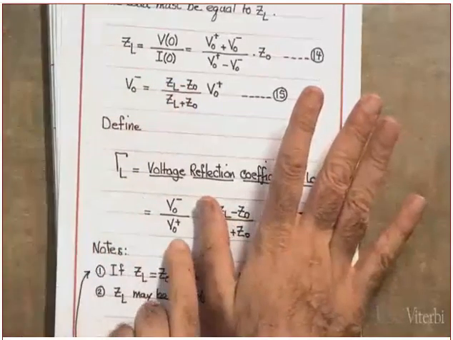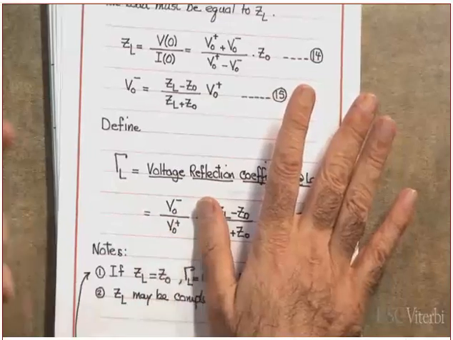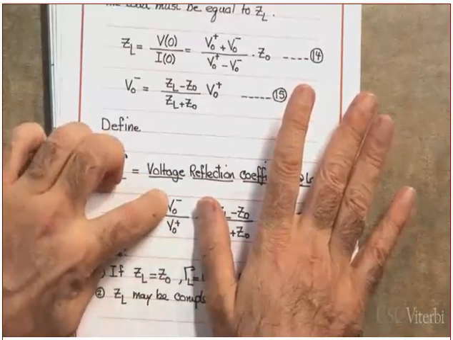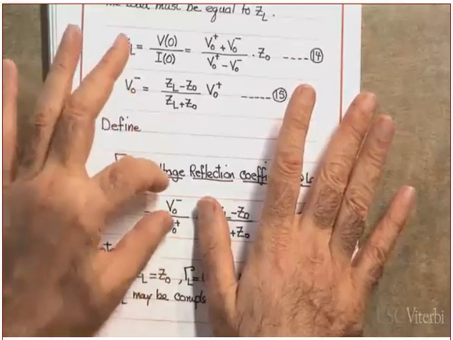Yes? But that's a useless definition. Why is it a useless definition? One more time. Because I have no access to what? V0 minus and what? V0 plus. So this is just a definition.